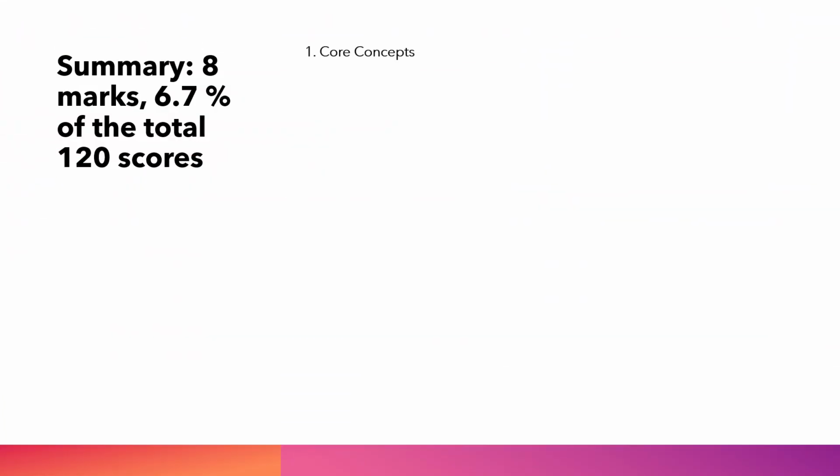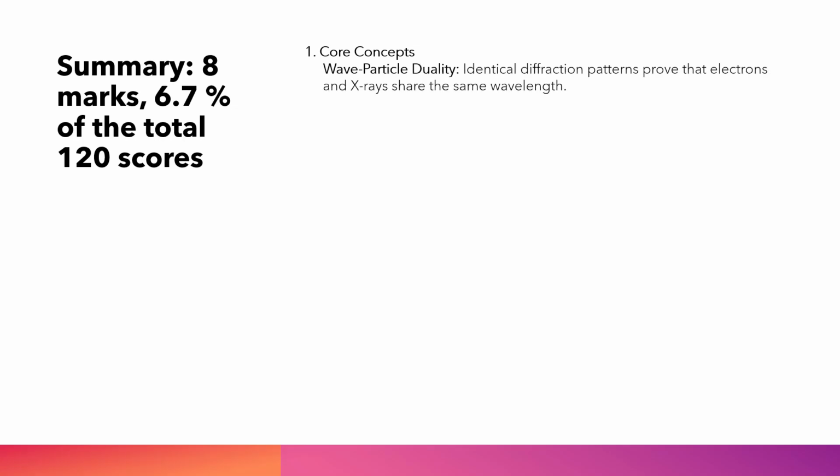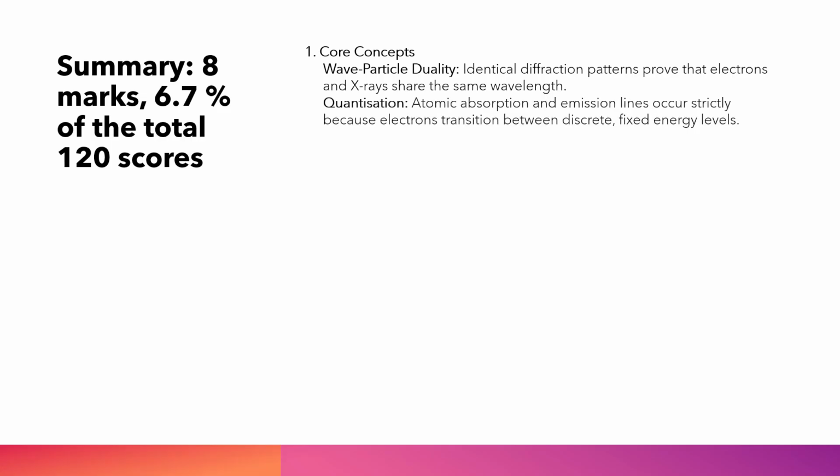One, core concepts. Wave-particle duality. Identical diffraction patterns prove that electrons and X-rays share the same wavelength. Quantization. Atomic absorption and emission lines occur strictly because electrons transition between discrete, fixed energy levels. Two, the logic ladder strategy, backward mapping.